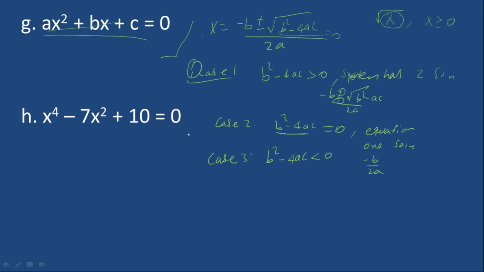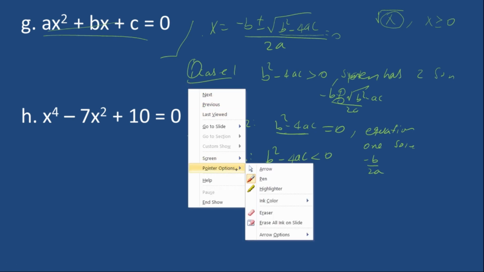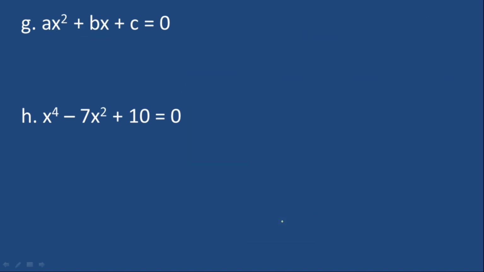This is the way of solving a quadratic equation of the form ax squared plus bx plus c equal to 0 where the coefficients are real numbers. Okay, for homework, these are unique. I will give you the hints, then you will finish it by yourself.